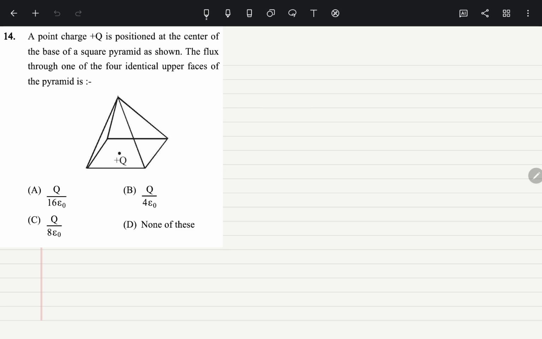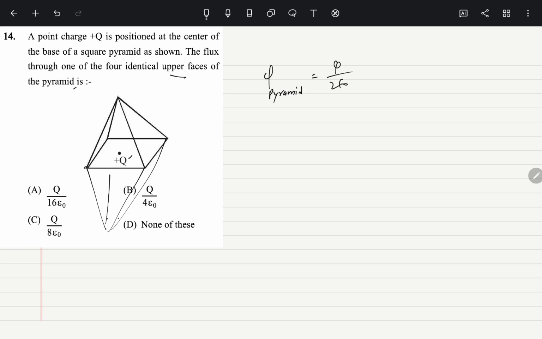Question number 14. A point charge plus q is positioned at the center of the base of the square pyramid as shown. Find the flux through one of the four identical upper faces of the pyramid. So first of all, to find the flux through this entire pyramid, we need to make this q charge enclosed. So I'll assume one more pyramid on the other side. So once this q comes to the center of this shape, there are two pyramids. One is above, one is below. So now this is a closed surface we have, right? So the flux through this whole closed surface is q by epsilon naught. Then the flux through this one pyramid will be q by 2 epsilon naught.